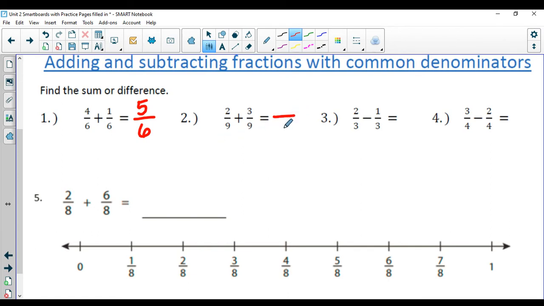In question number 2, we're going to keep our denominator. 2 plus 3 is 5, and we're reduced. In number 3, keep our denominator. 2 minus 1 is 1, and we're reduced. In number 4, keep our denominator. 3 minus 2 is 1, and we are reduced.